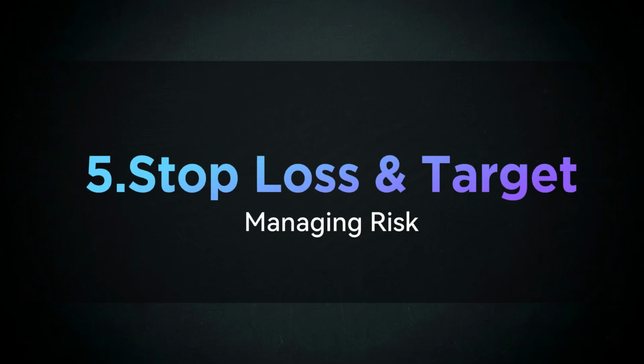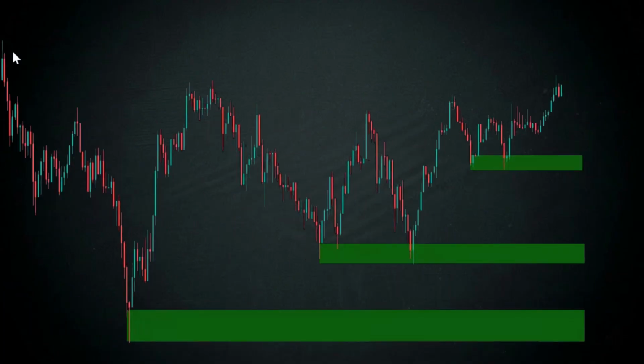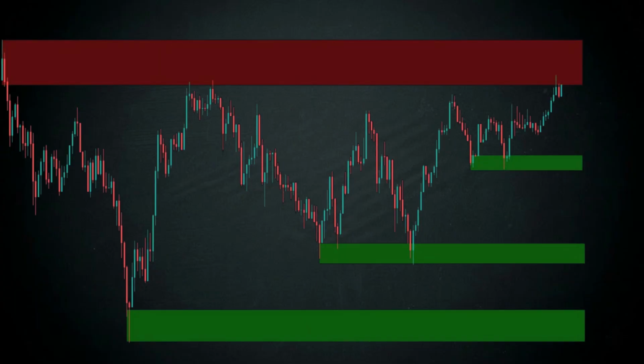For a buy trade, place your stop loss immediately below the lowest wick of the signal candle, such as a pin bar. Your take profit target should be the nearest resistance level. On the other hand, for a sell trade, place your stop loss just above the highest wick of the signal candle and aim for the nearest support level as your take profit target. Can you see the tight logic here?